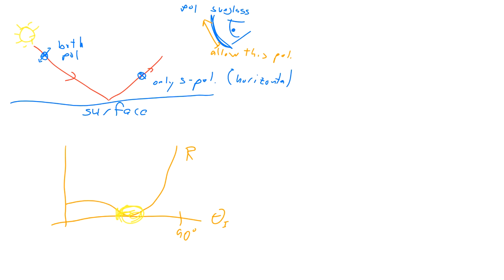Actually, I drew the curve maybe a little bit sharper than it ought to be. If you look at the curve in the textbook, it's much, much flatter than that. So that's why the sunglasses work, even though the light is not exactly at Brewster's angle, because it reduces the intensity significantly. Cool.